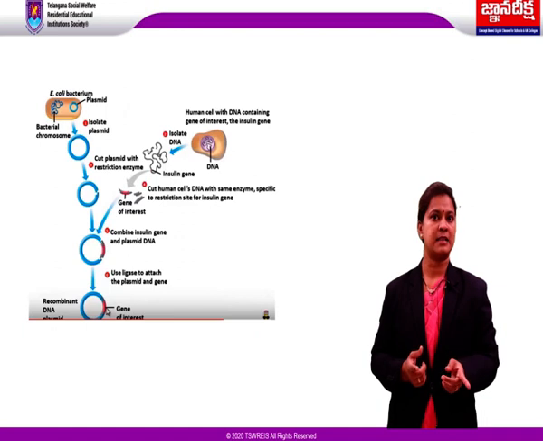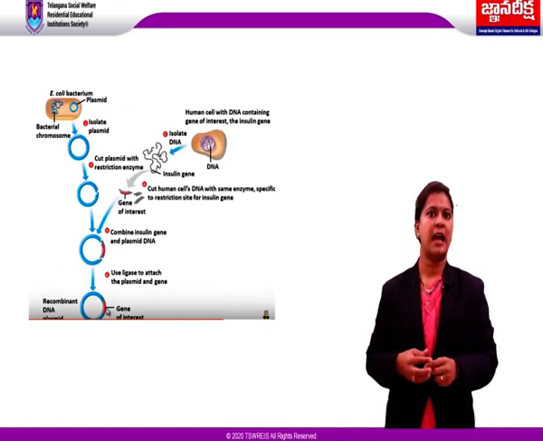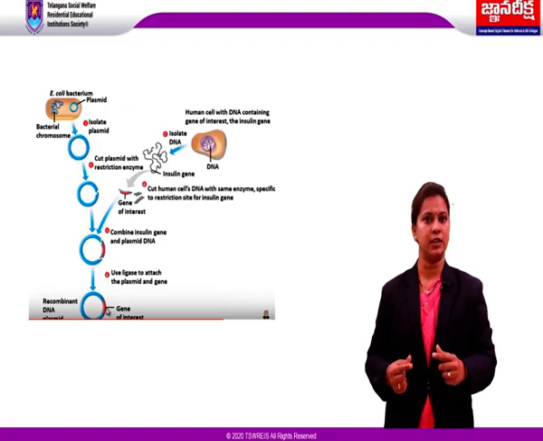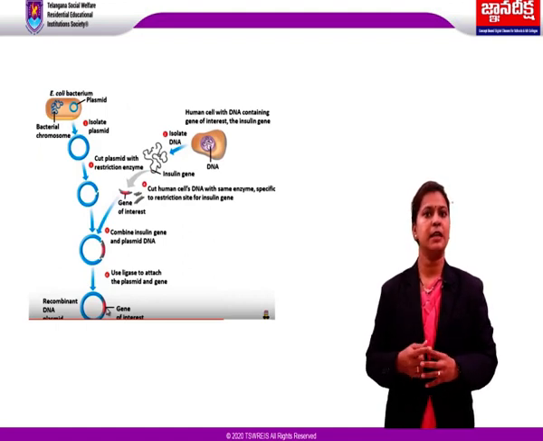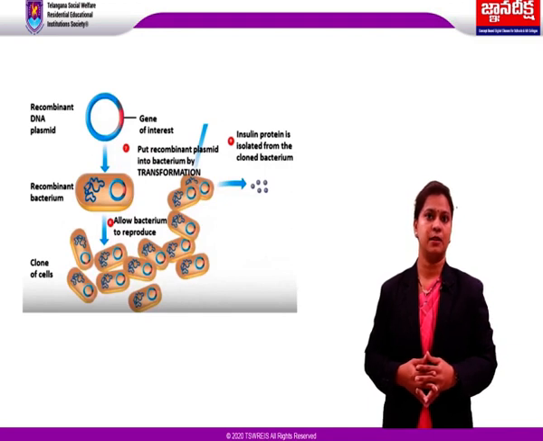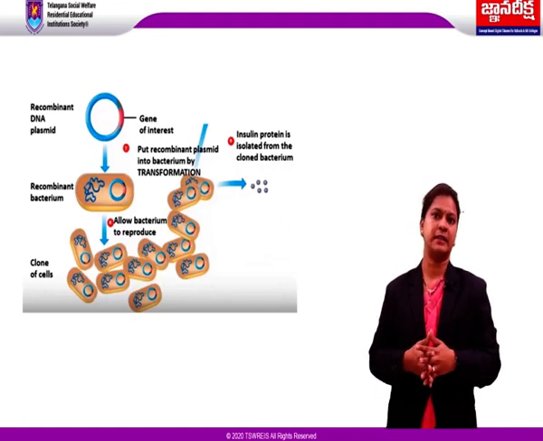Now cut the plasmid and insulin gene with the same restriction enzyme. Now there is a nick created in the plasmid and the gene of interest on the other side. Combine the insulin gene and plasmid DNA with the help of the enzyme ligase, resulting in a recombinant DNA molecule. Put the recombinant plasmid into the bacterium by transformation. Allow the bacterium to reproduce. Now we obtain a clone of cells which are producing insulin. Now isolate insulin from these cloned bacteria.